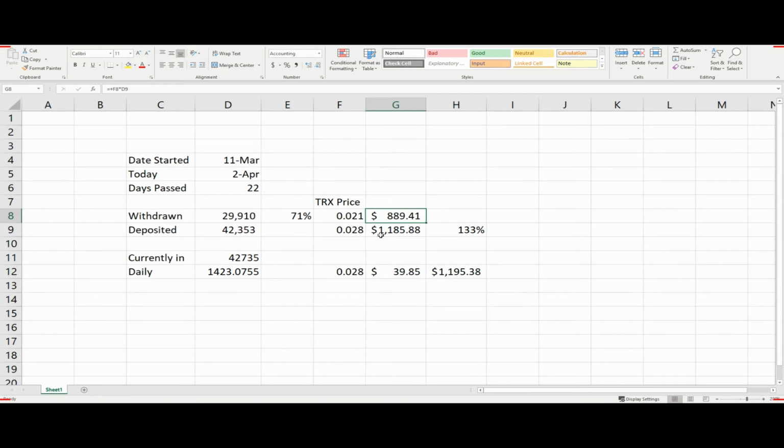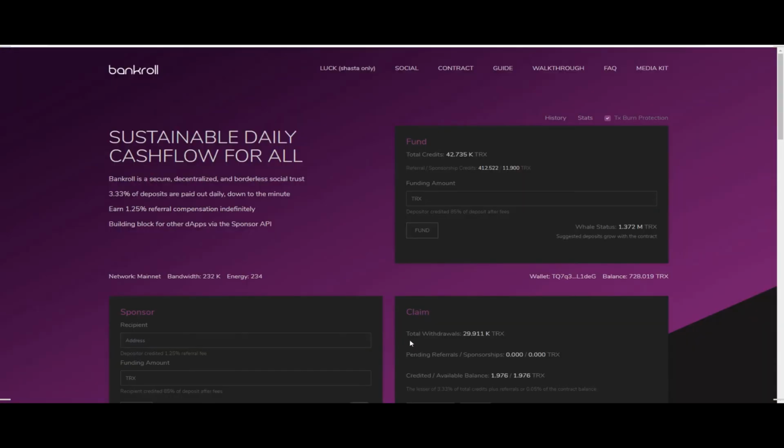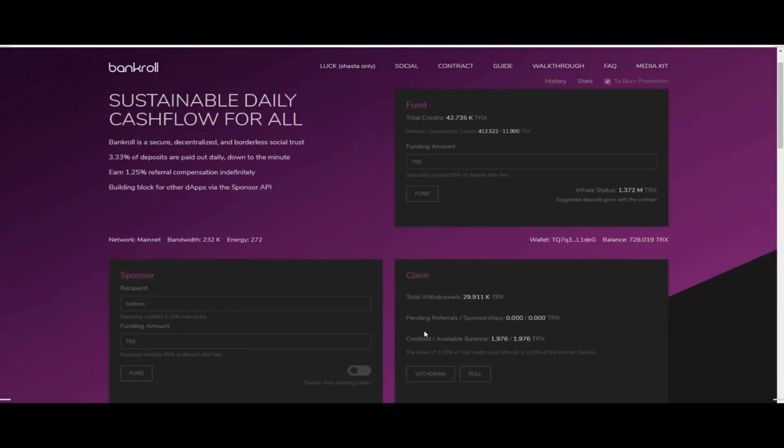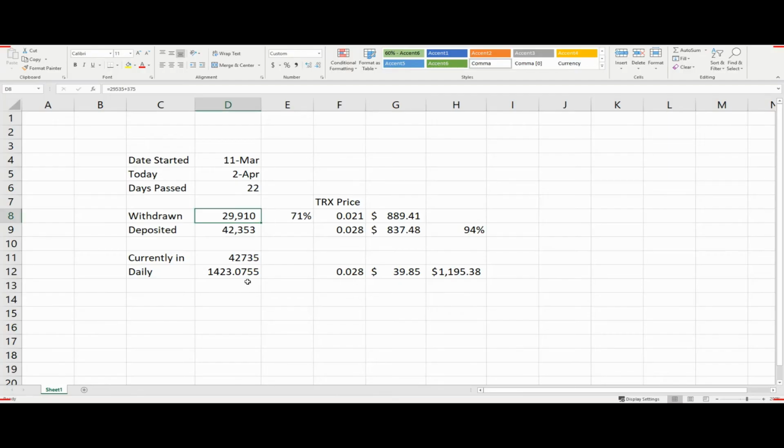I've actually withdrawn 29,910 Tron. Okay, so that's what I've withdrawn. 29,911. Okay, so that's not actually correct. Let's see. Oh yeah, I just withdrew it, sorry. Okay, so that means that I deposited $889 and I withdrew $837. So basically I'm already at 94% of my ROI in only 22 days. Okay? Because of the benefit in price change.